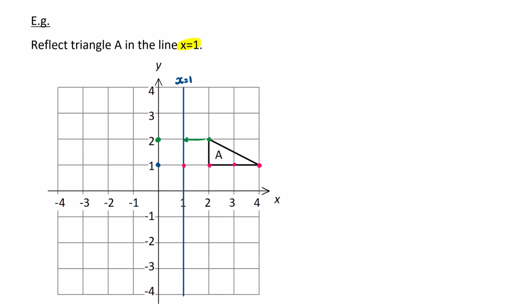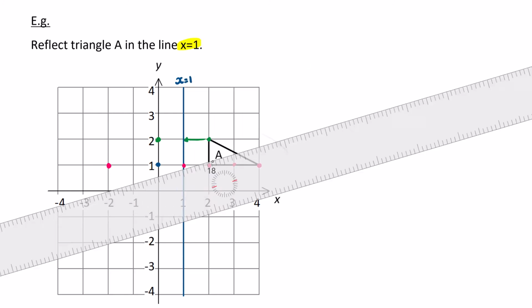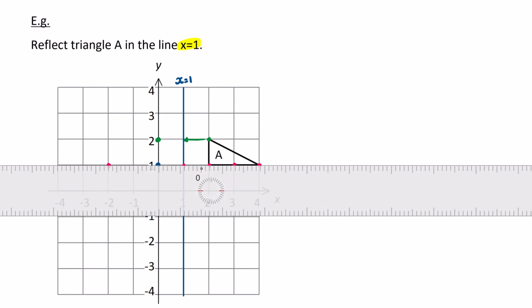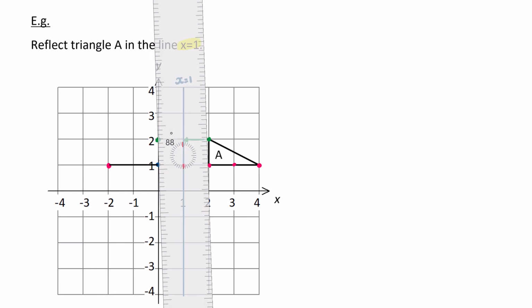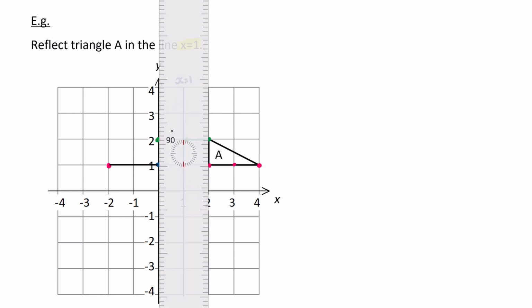So I'm going to move 3 steps away from the mirror line. 1, 2, 3. And that is my new triangle. Again, you need to get a ruler, you need to have a sharp pencil, and you need to connect the lines to make your new triangle.